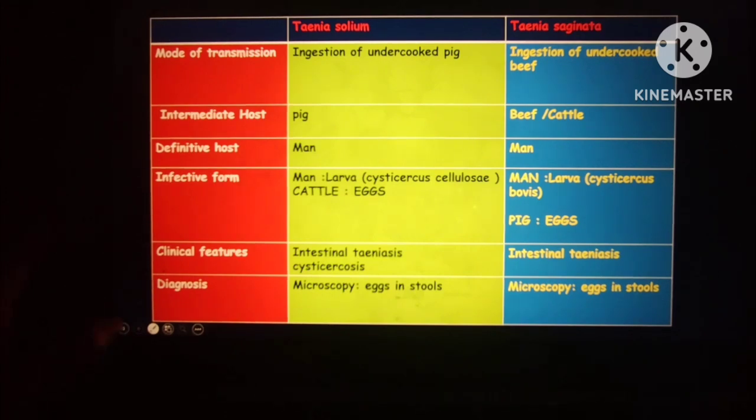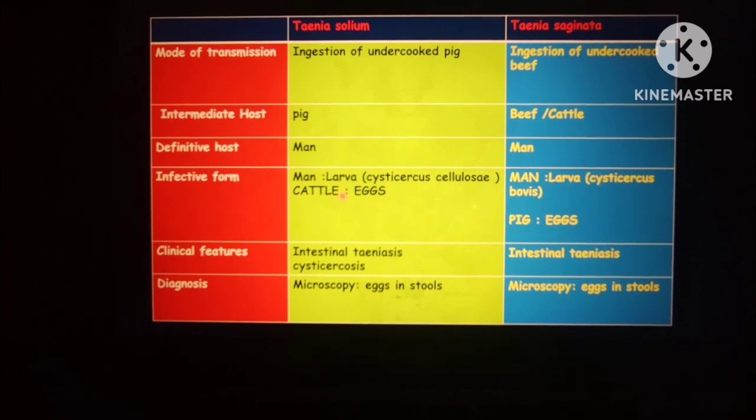And coming to Taenia solium, it is by ingestion of solium pork. Saginata is beef. Here definitely the host is man. The intermediate host here is the pig, and here it is cattle. The infective form to man is the larval stage, that is Cysticercus cellulosae, whereas for cattle it is eggs. For man it is Cysticercus bovis, and for pig it is eggs. This is a little confusing, so you can remember that for both animals it is eggs, for man it is larva. But for solium it is cellulosae and for saginata it is bovis.